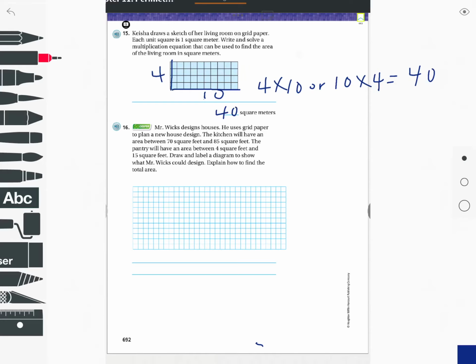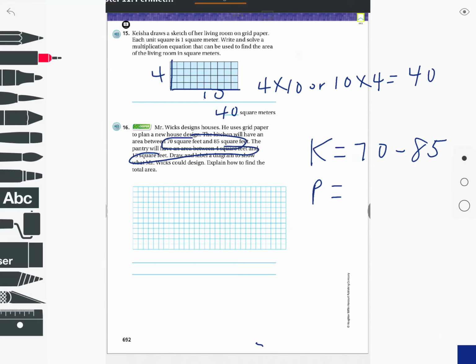Mr. Wicks designs houses. He uses grid paper to plan a new house design. The kitchen will have an area between 70 and 85. So I'm going to put K for kitchen. It needs to have an area between 70 and 85 square feet. And the pantry, P is for pantry. That's like a little closet where you keep your cans and your goods, your chips or things that don't need to be refrigerated. So the pantry will have an area between 4 and 15.